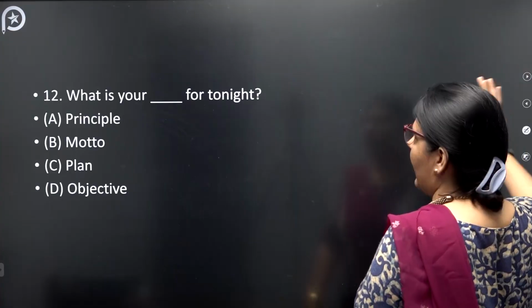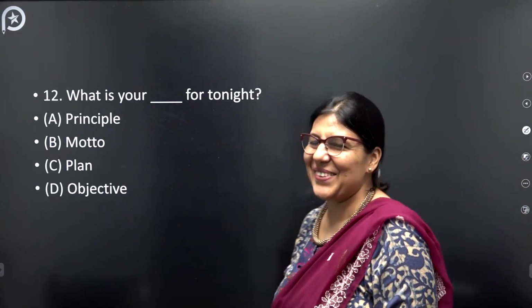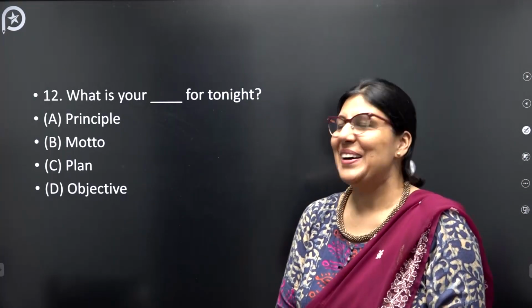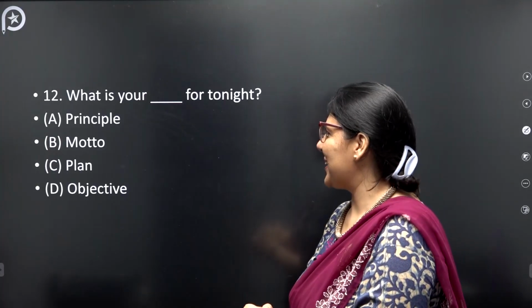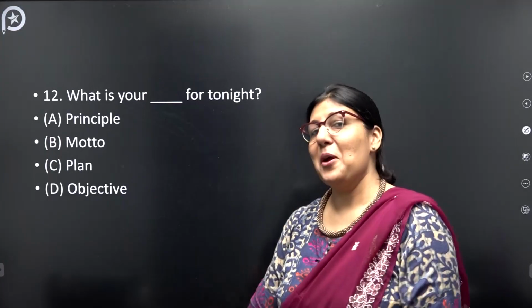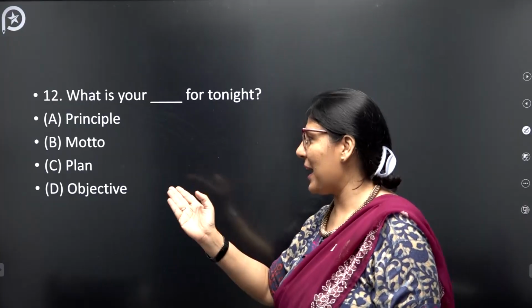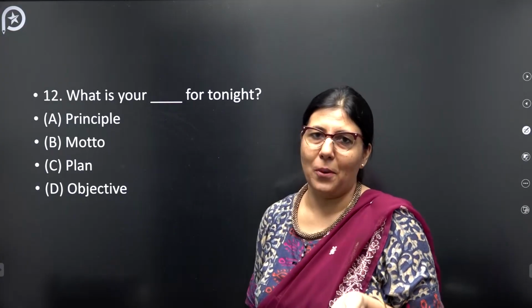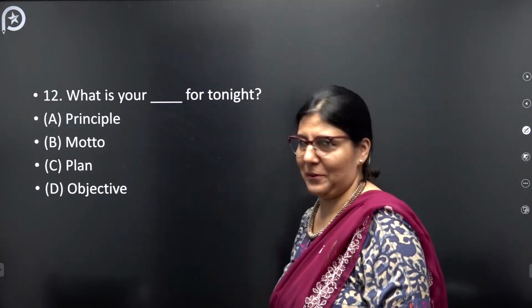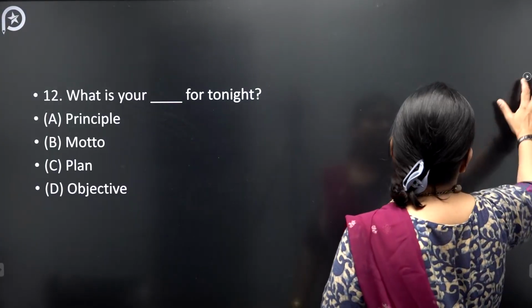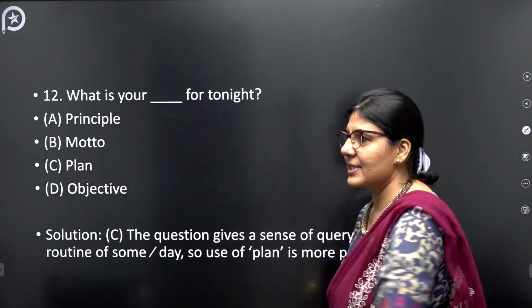Would you like to do one more? I have a lot of them. Okay, now this is very interesting. I'm also asking you, tell me, what's your dash for tonight? Immediately the answer was over there. What should I ask you? What's your plan for tonight? I'm not going to ask you your motto for tonight, or your principle for tonight, and definitely not your objective. So the correct answer is plan.